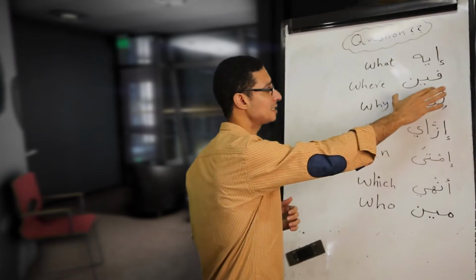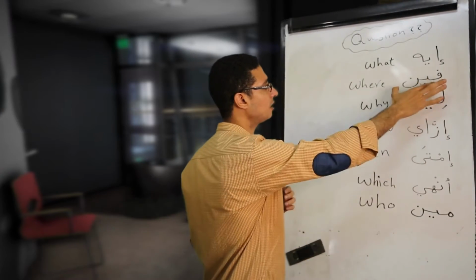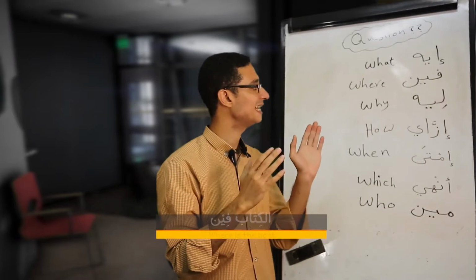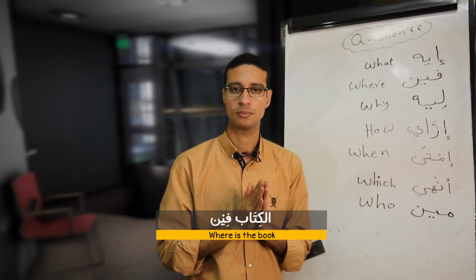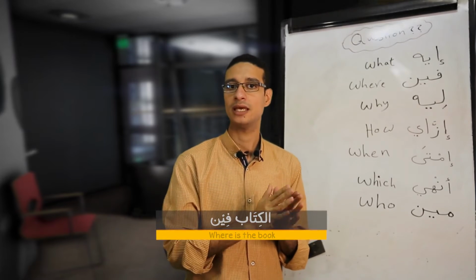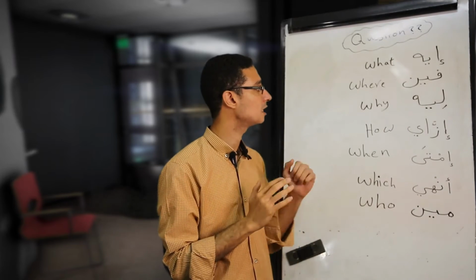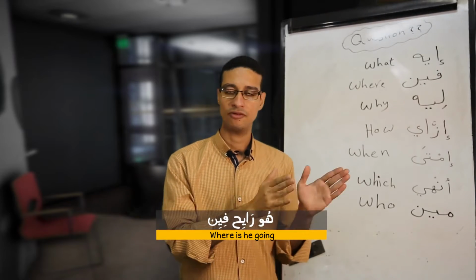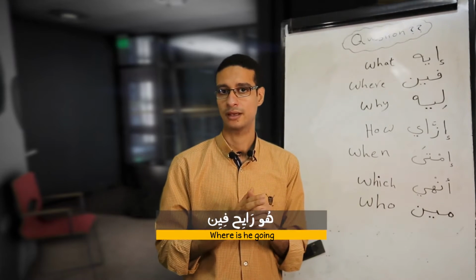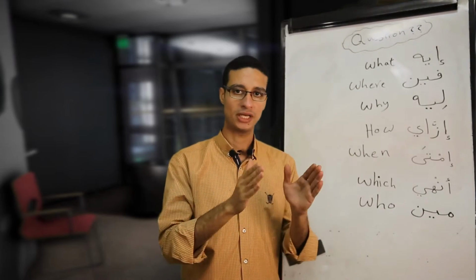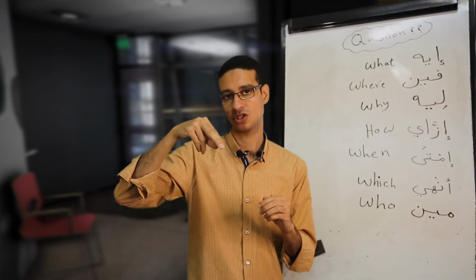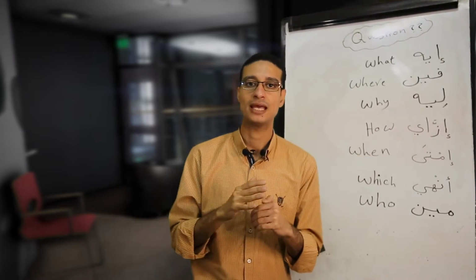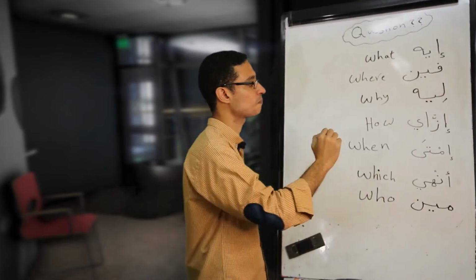The next one is فين. فين means where. For example, الكتاب فين. Where is the book? And also هو رايح فين. Where is he going? هو رايح. Here we use the active participle because he's going right now. So هو رايح فين. Where is he going?